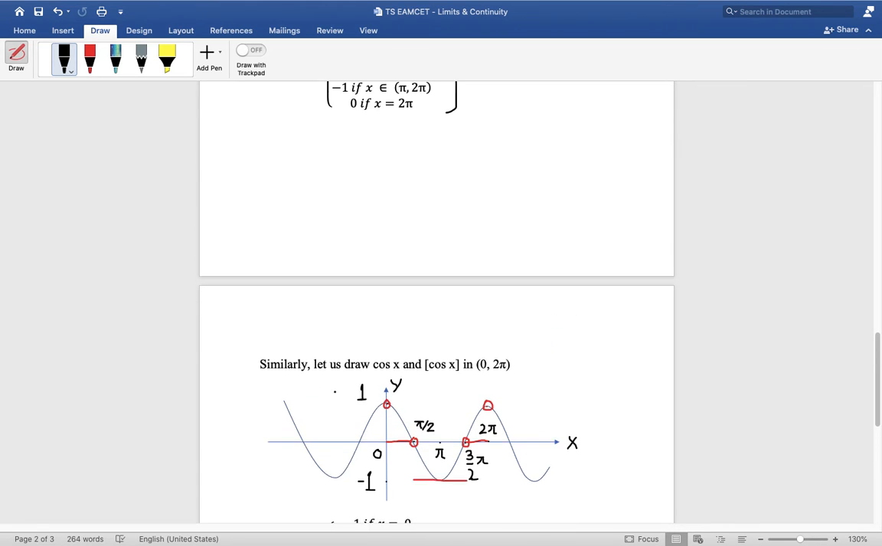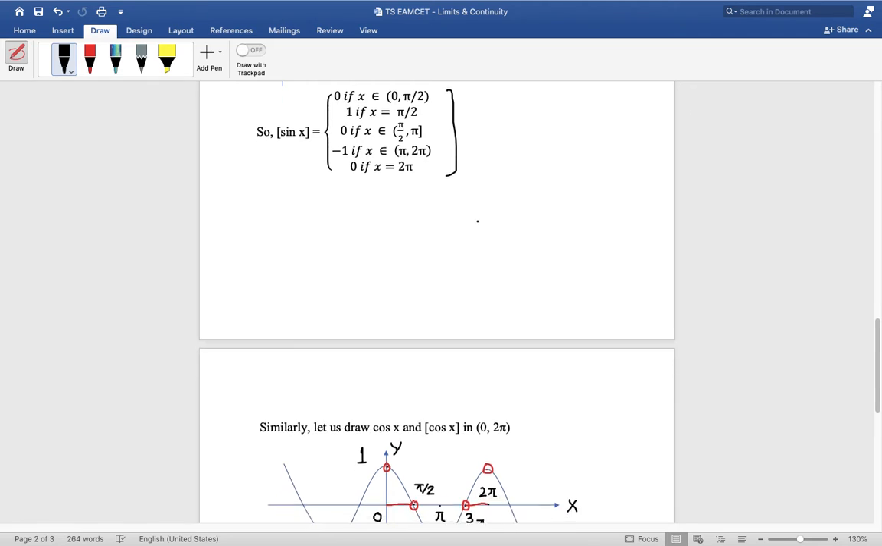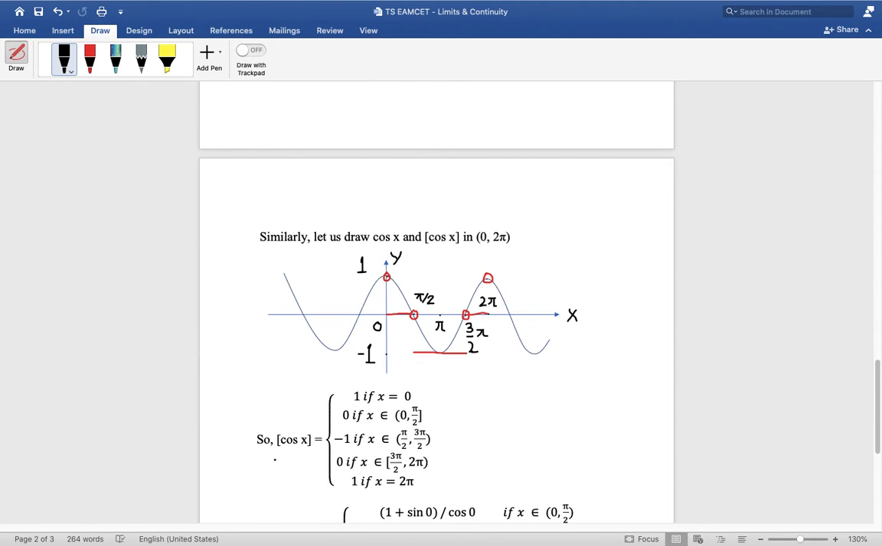So I have defined the greatest integer function of sin x between 0 to 2 pi, and I have defined the greatest integer function of cos x between 0 to 2 pi.